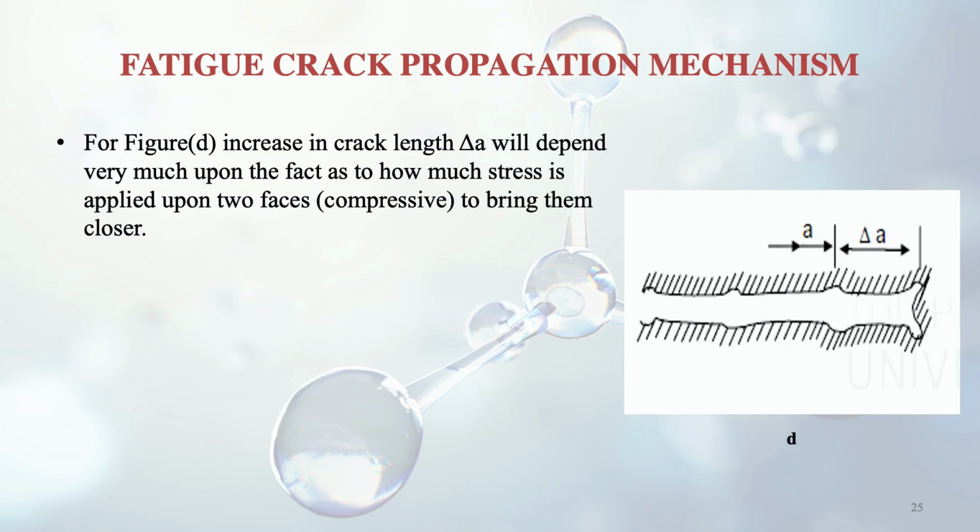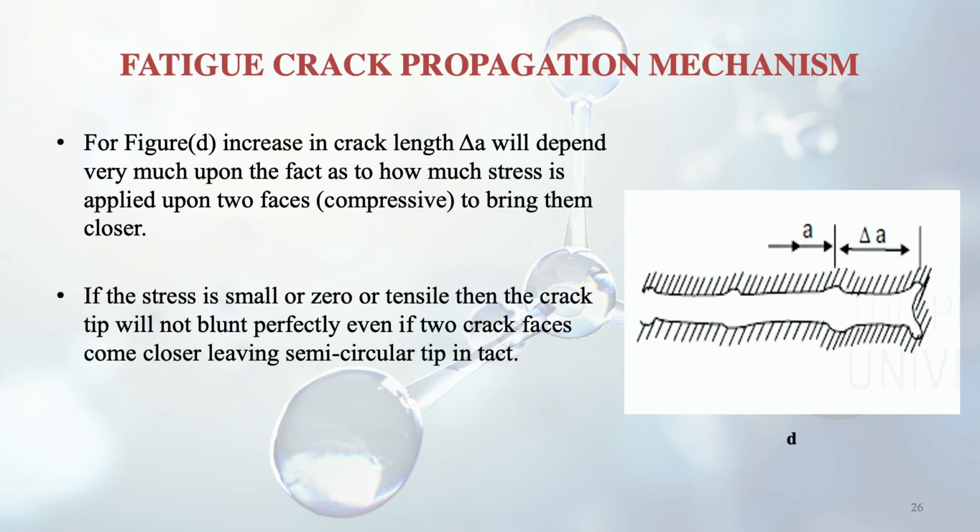So in the figure D, you can see that the increase in crack length, which is given as delta A, very much depends upon how much compressive stress is applied upon the two parallel faces to bring them closer. So suppose this compressive stress is very small or zero, or even it is tensile, then the crack tip will not blunt perfectly even if two crack faces come closer, and it will have the semicircular tip intact. So that will be the case if the compressive stress is small or zero.